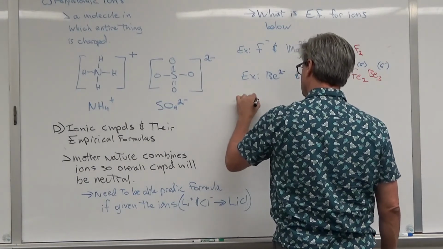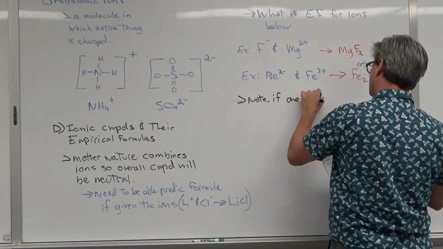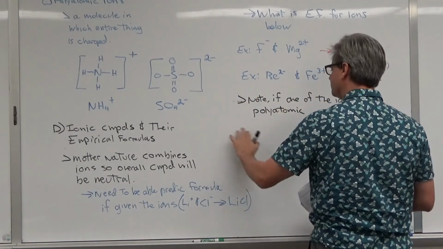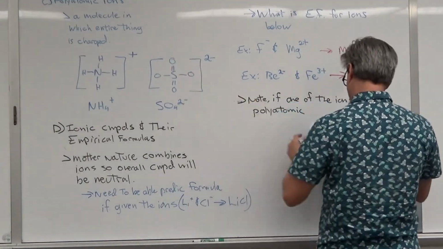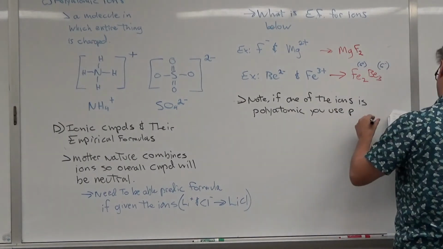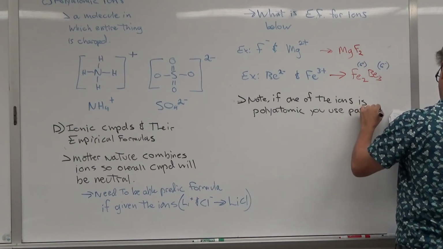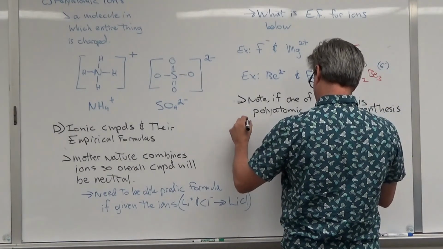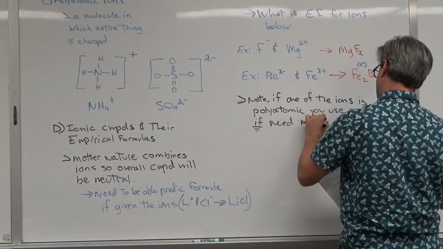So note, if one of the ions is a polyatomic, I don't know if that seems like a big fancy word, but it makes sense. Poly means many, atomic stands for atom, so polyatomic, many atoms. You use parentheses, oh gosh, I cannot spell parentheses, only if you need more than one. And I'll show an example.